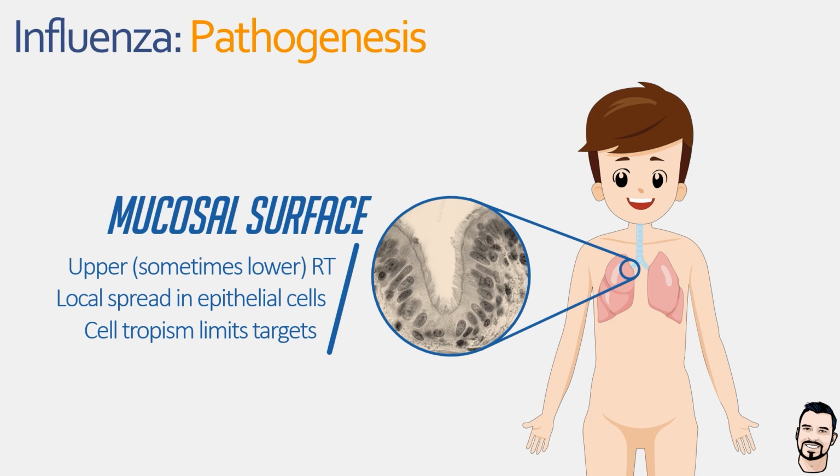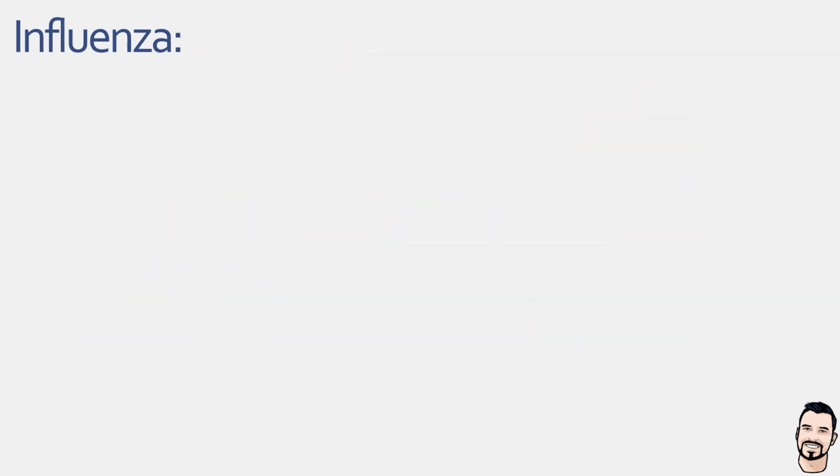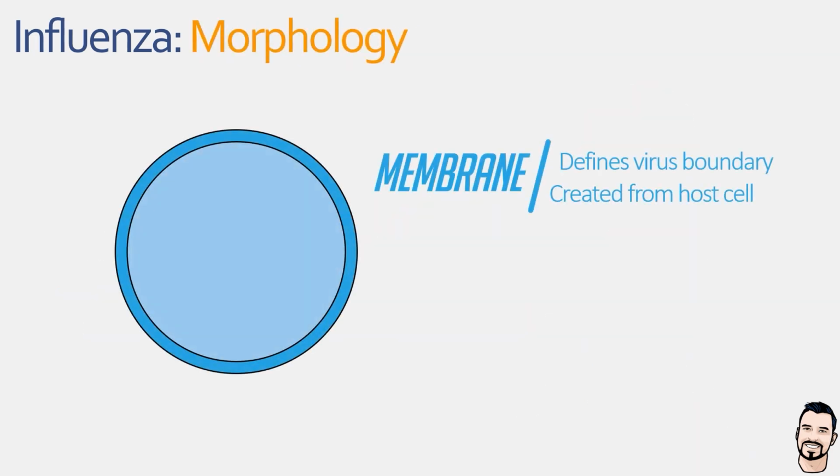Now, once the initial infection starts, it will spread to adjoining epithelial cells and can then be spread further afield to other hosts via coughing and sneezing. And we need to remember that the spread of the disease is governed by cell tropism, which relates to the ability of a virus to infect certain cells. Not all cells contain the receptors used by the influenza virus, and therefore the influenza virus is limited to what it can infect. So moving on, we're now going to focus on the virus itself.